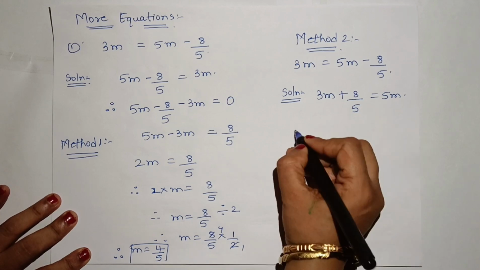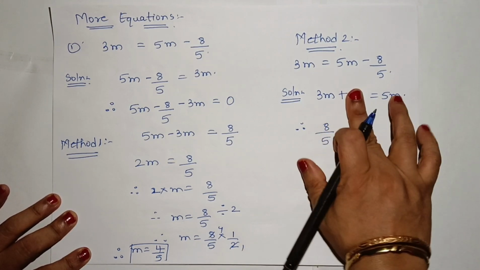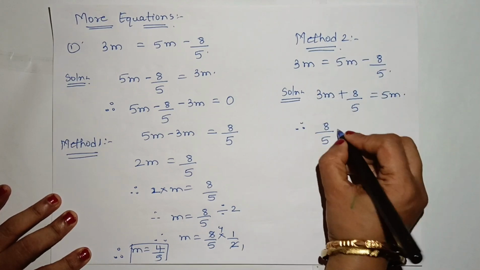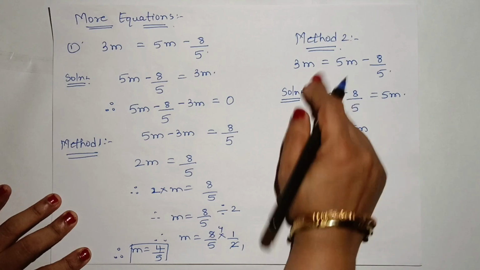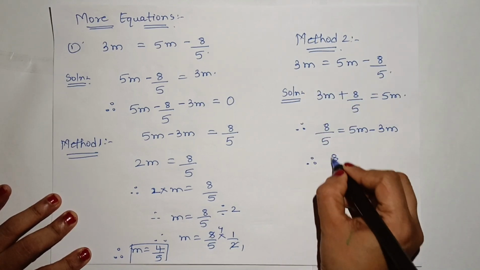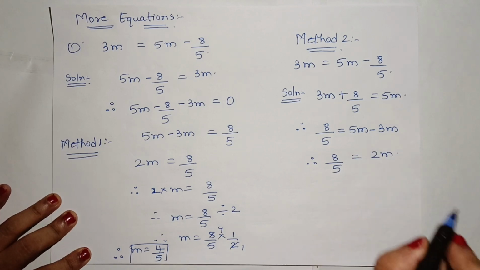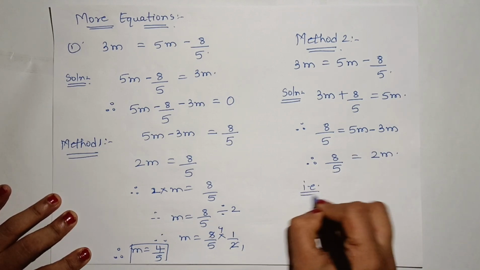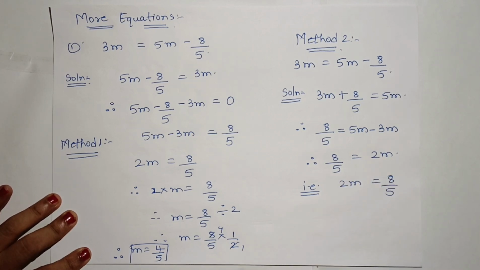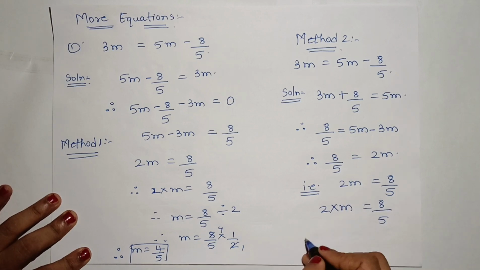Now what will I do? I'll keep this constant term in LHS. Can I shift 3m to RHS? Yes. First write 5m. Shift 3m to RHS, it becomes minus. Therefore, 8 by 5 equals 2m. Now, understand, I'm just interchanging. It means 2m equals 8 by 5, and 2m means 2 times m equals 8 by 5.